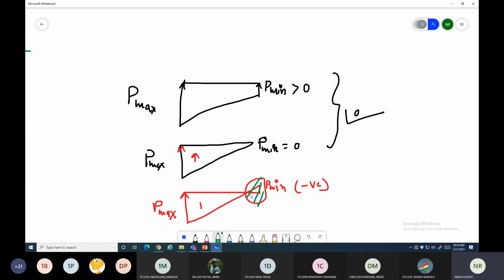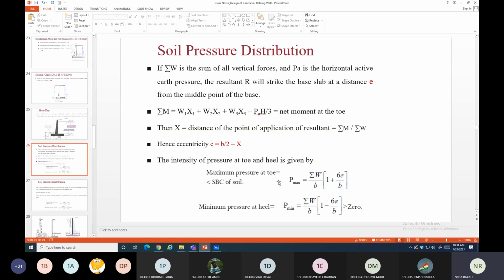ये region में wall fail हो सकता है. यहाँ पे ऊपर आपका wall होगा, retaining wall. So in this region there are chances of failure of your retaining wall due to the tension created at this point. Right. So these two cases are applicable, positive or zero value, but this is not allowed from the stability point of view. So how to get this value? The calculation is mentioned over here.